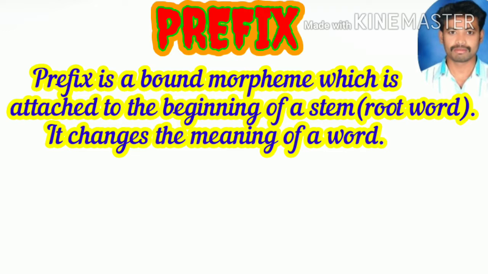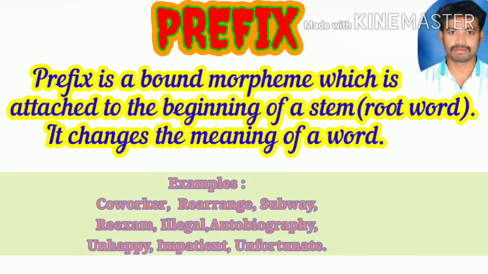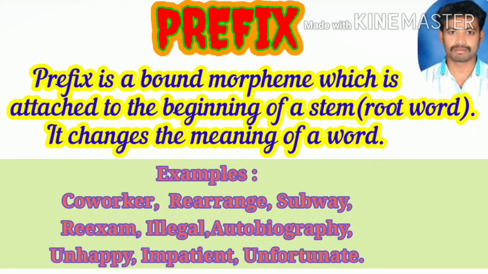Look at that. So that prefix is going to change the meaning of a word, sometimes a synonym into an antonym, and then it means it's going to add something. For example, worker, co-worker, way, subway, exam, re-exam, legal, illegal, biography, autobiography. So we add it at the beginning of the stem, and then we get a different meaning of that stem. Okay, so I have understood.